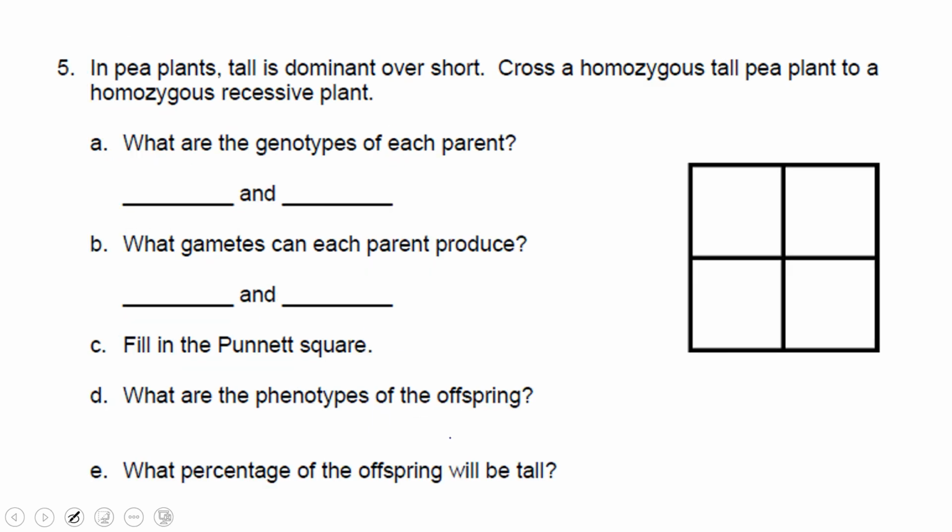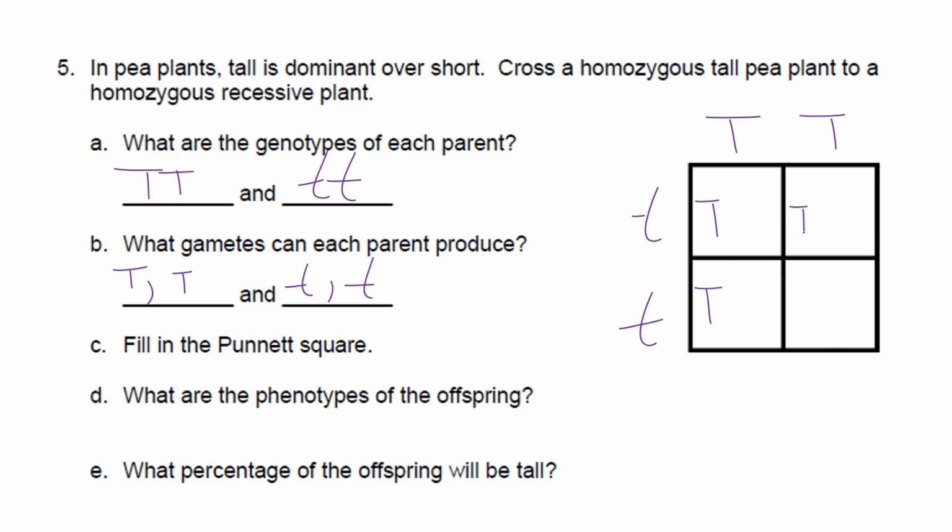In pea plants, tall is dominant to short. Cross a homozygous tall plant, two big T's, to a homozygous recessive, lowercase t, lowercase t. So that's the genotypes of each parent. Which gametes can each parent produce? First one can make big T's. Second parent can make little t's. Fill in the Punnett Square. Big T, little t, little t. And then bring stuff down and over.